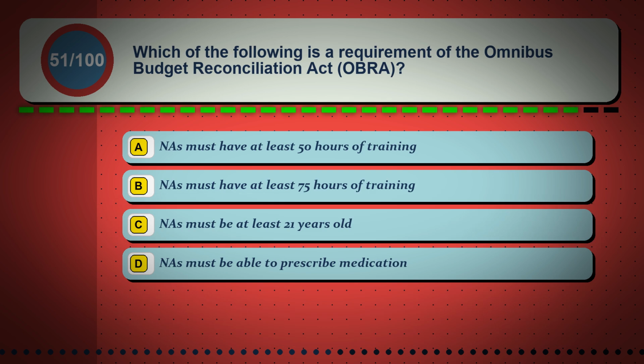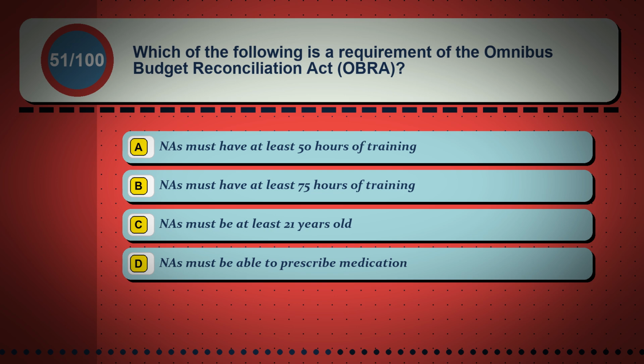Question 51. Which of the following is a requirement of the Omnibus Budget Reconciliation Act, OBRA? Option A. NAs must have at least 50 hours of training. Option B. NAs must have at least 75 hours of training. Option C. NAs must be at least 21 years old. Option D. NAs must be able to prescribe medication.